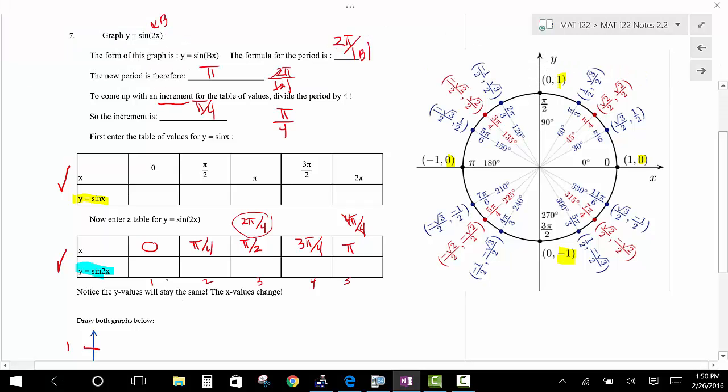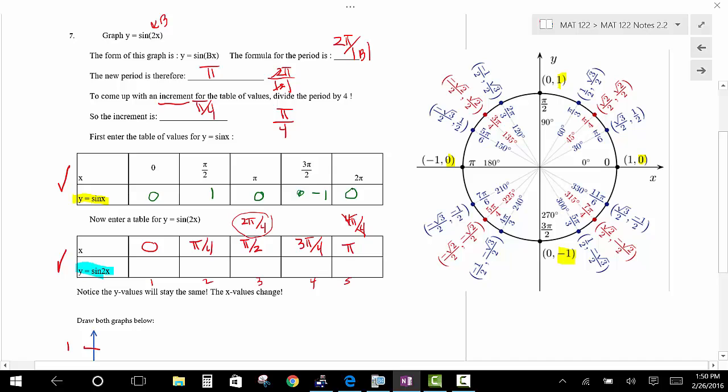Okay, so we know the sine of 0 is 0. Sine of pi over 2 is 1. Sine of pi is 0. Sine of 3 pi over 2 is, whoa, what did I just do there? Pi, I think I'm getting ahead of myself. Yeah, that's 1. 3 pi over 2 is -1, sorry. And then 2 pi is 0, like that.